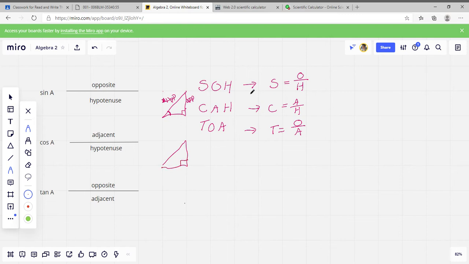For cosine, here's our triangle. We've got our angle A, so the adjacent would be down here, over the hypotenuse right there. And then the last one, the tangent, would be the opposite. Here's our angle, so our opposite's here, over adjacent. Okay? All right.